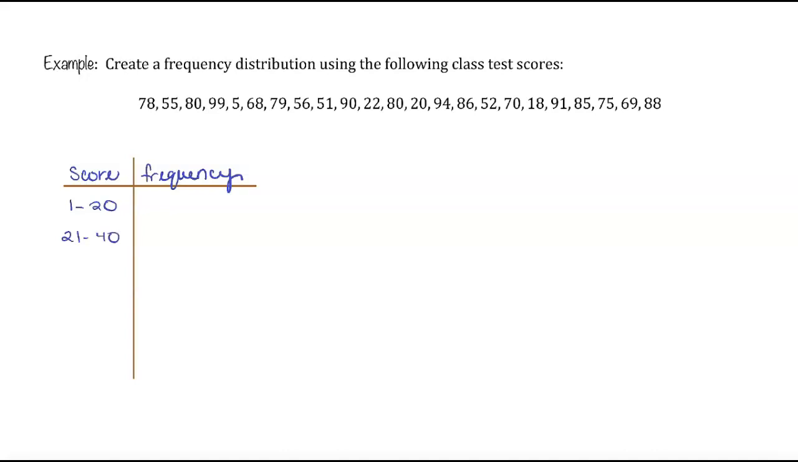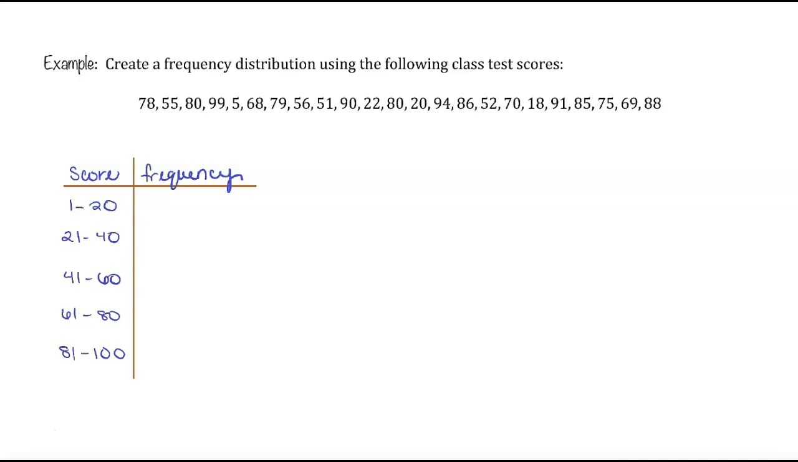One way to double check that you've made these the exact same size is to look at the difference from one lower class limit to the next, a difference of 20, and from the upper class limit to the next, from 20 to 40. Since those are both a difference of 20, these 2 classes are the same size. Our next class will start at 41 and go to 60. The next class will start at 61 and go to 80. And the last class will start at 81 and go up to 100. Now we have 5 classes that are all the exact same size.